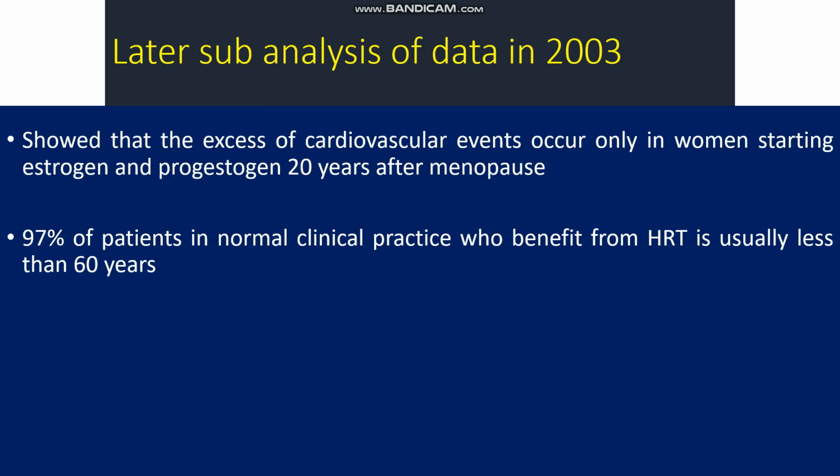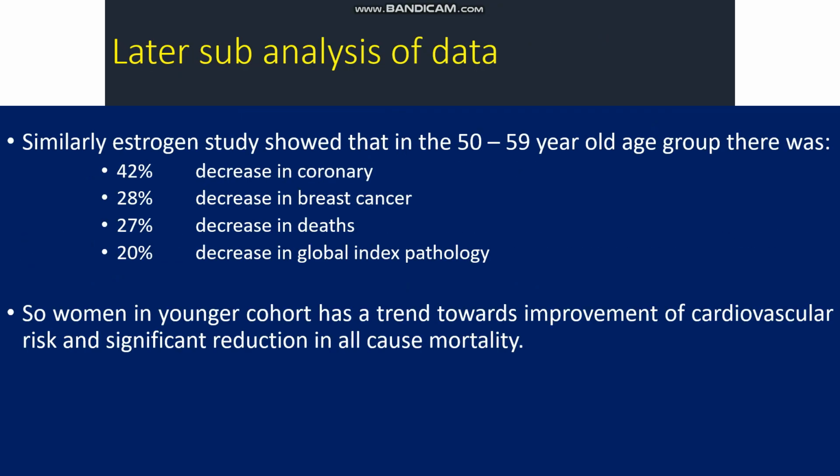That is, when these hormones were started after 20 years of menopause, the incidence of cardiovascular events was high in those women. 97% of the patients in normal clinical practice who benefit from HRT are usually less than 60 years. It means that if the hormone is started before the age of 60, that is, in the range between after the menopause till 10 years, this is the first 10 years of life where a patient can get benefit from hormone replacement therapy.